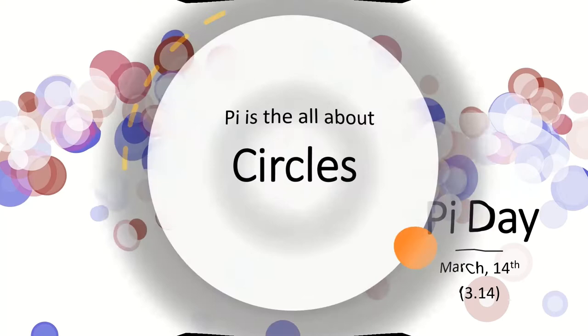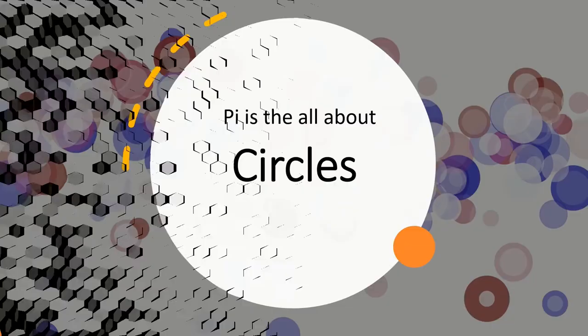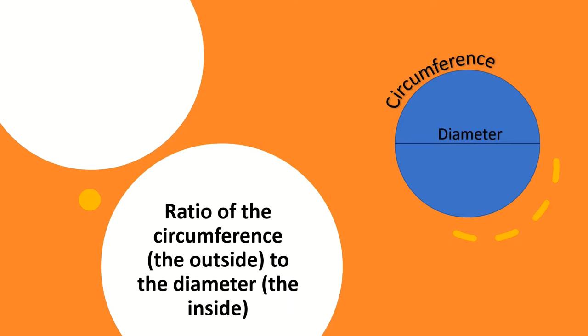And here is why. Pi is a math term, and one that you will study in middle school and high school. But here's what you need to know about it right now. It is all about circles. Pi is a relationship between the circumference, or the distance around the outside of a circle, to the diameter, or the distance across the inside of the circle.